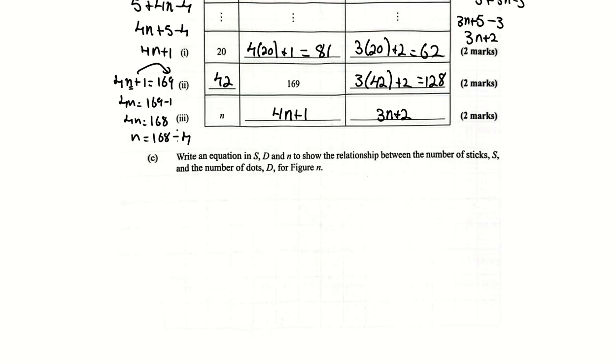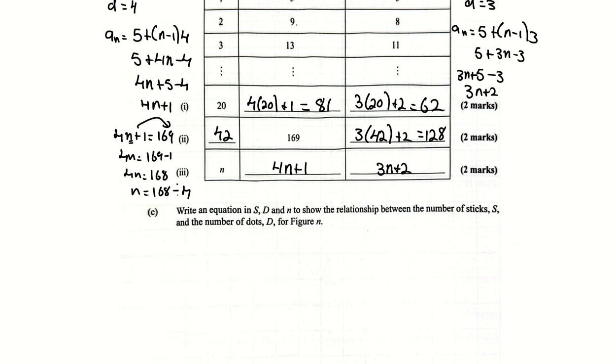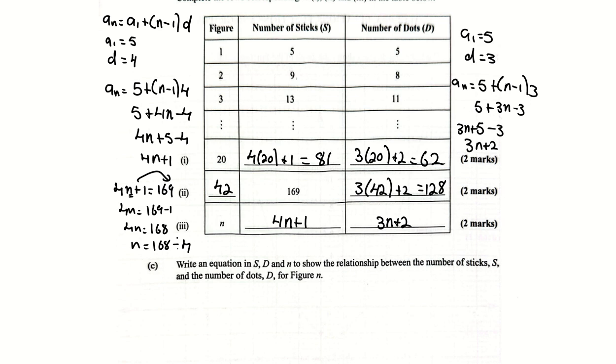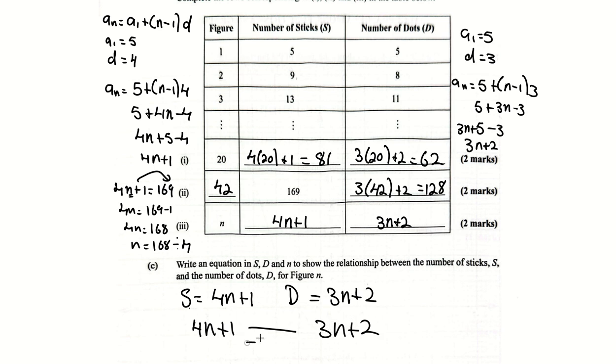Right, let's do the last part. Write an equation in S and D and n to show the relationship between the number of sticks and the number of dots for figure n. So we know for S, the formula is 4n plus 1, and for D it is 3n plus 2. So they're basically asking you, what do you have to do to S to get D, or vice versa. Right? So I could say, to go from 4n plus 1 to 3n plus 2, I'm subtracting n, and also adding 1. So I'm subtracting an n term and I'm adding 1.